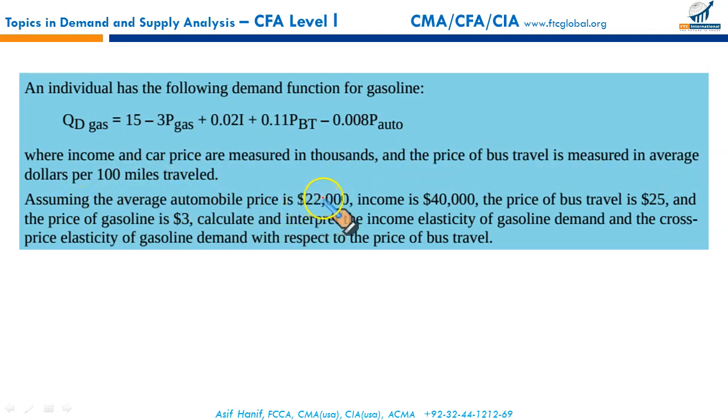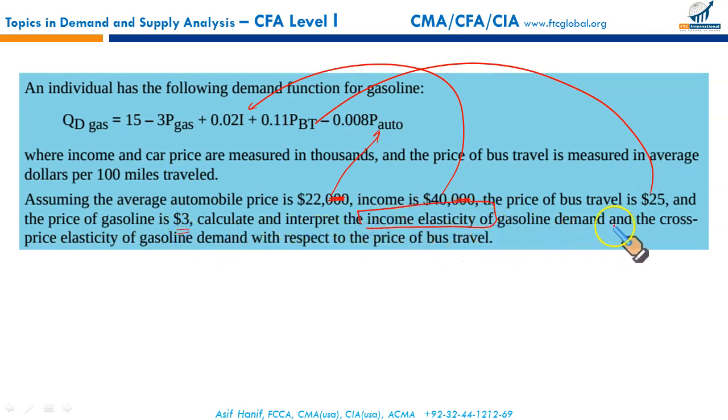Assuming the average automobile price is 22,000, income is 40,000. Remember, we need to remove these thousands because the numbers are to be plugged in without the thousand sign, without the three zeros. The price of the bus travel is 25. And the price of gasoline is $3. Calculate and interpret the income elasticity of gasoline and the cross price elasticity of gasoline. Now this is what we have to do. So it will take some time, but the idea must be conveyed, and then after that this reading is going to be over.